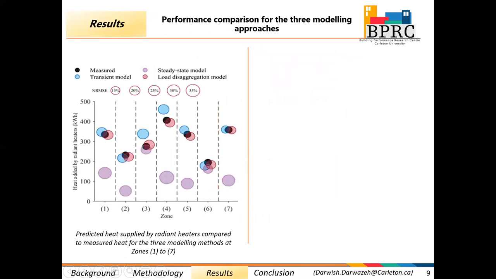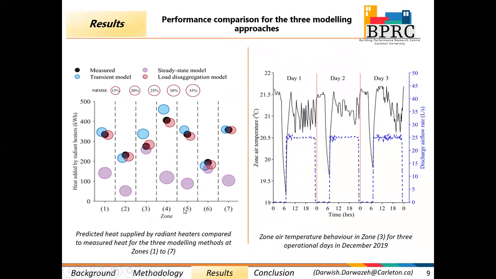Now this graph compares the predicted heat supplied by radiant heater with measured heat at zones 1 to 7 for the 3 modeling approaches. The total predicted heat for the 7 zones when applying the steady-state modeling method is around 43% of the total measured heat. This declined accuracy for the steady-state modeling approach is believed to be related to the steady-state model structure and modeling assumption, which assumes that the zone air temperature does not change over time.